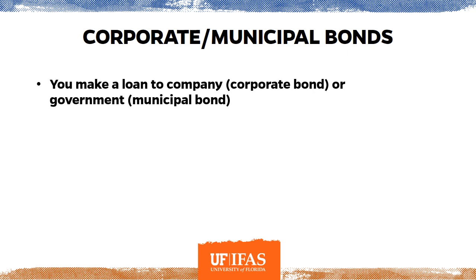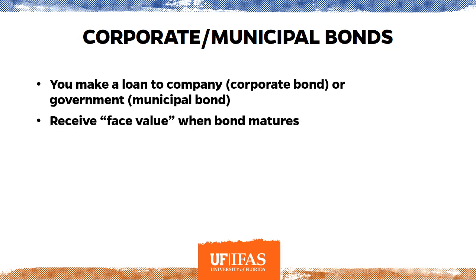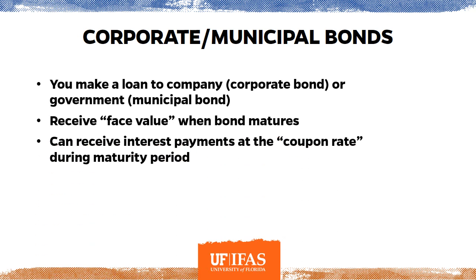You're making a loan to a company or a government for them to do a specific project. You receive face value when the bond matures. So that means, well, we're going to talk in just a minute about how to read the bond information. So I don't want to confuse you yet until you can see what it looks like on the screen. So when the bond matures, you get the face value. You buy it at less than the face value, and you get the face value when it's done.